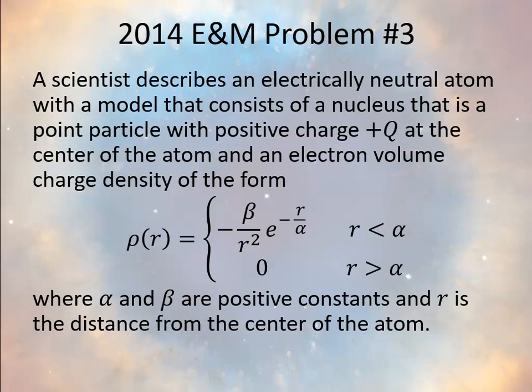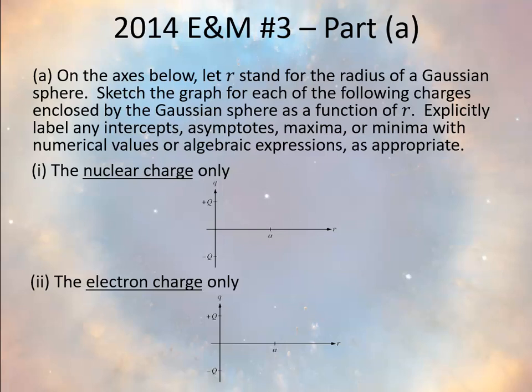So part A is saying that on the axes below, plot essentially the distribution of the charge either from the nucleus or from the electron charge. So from the nucleus, that's very easy. It's all in the very center of the atom. So you start your line going from plus Q and go to the right. For the electron cloud, though, it's going to be a little bit more complicated.